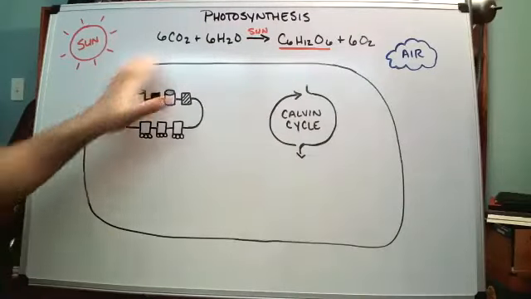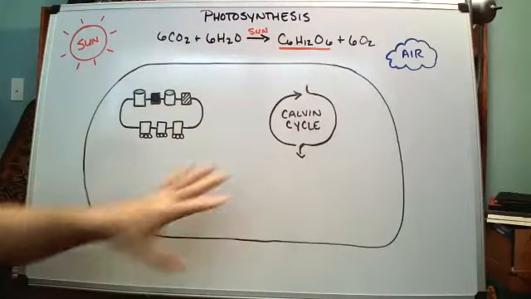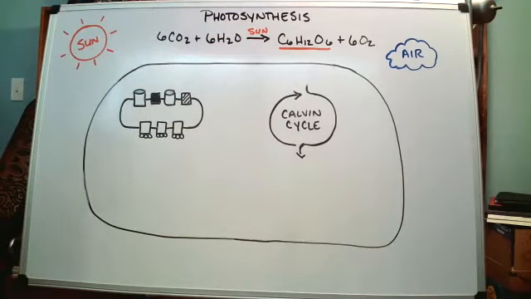We've got the chloroplast. So this structure here represents the chloroplast. If we're talking about photosynthesis, if you recall from our content over cell organelles, we know that photosynthesis is going to occur in the chloroplast.